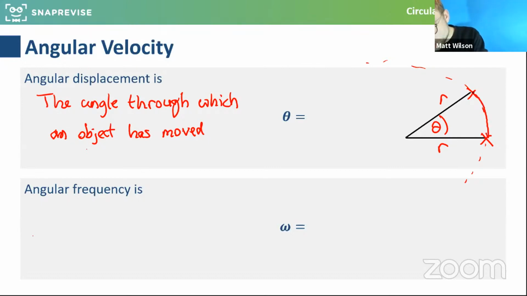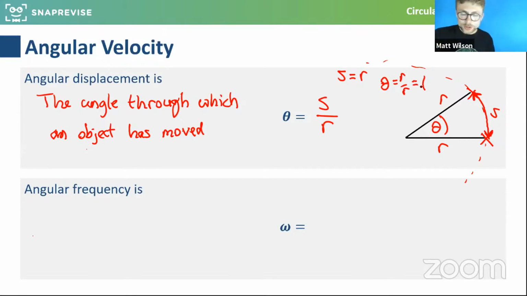In particular, if you know this length here, this arc length, let's call it S, then your angular displacement in radians is given by S divided by R. And this makes sense, actually, because when S equals R, what does that give us? That gives theta equals R over R, which is equal to 1. Great. So this is our angular displacement in radians, because when our arc length is 1, our angular displacement is 1. Perfect.